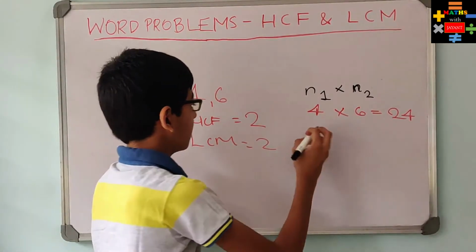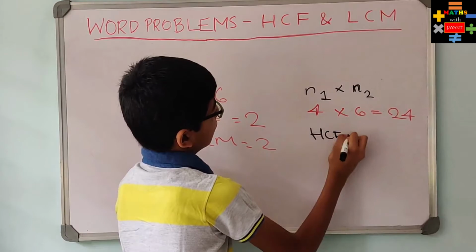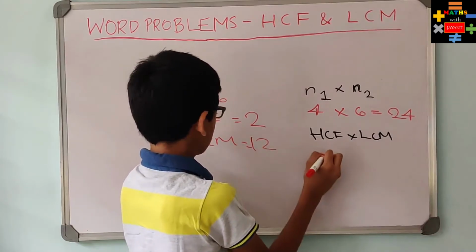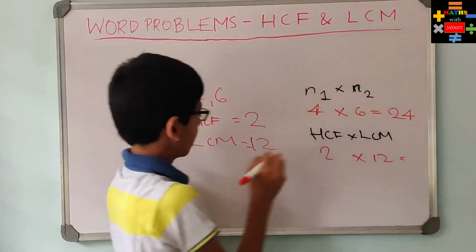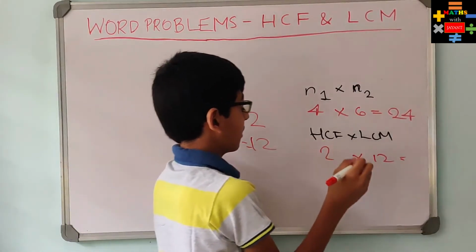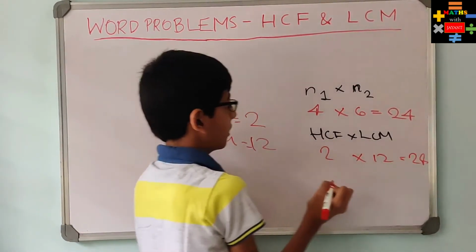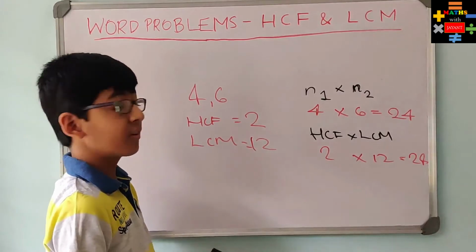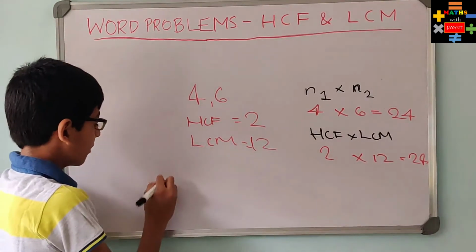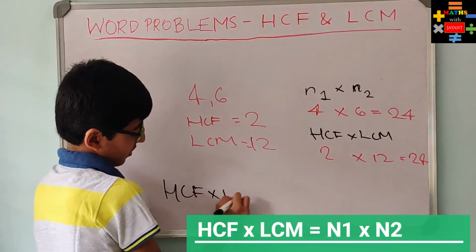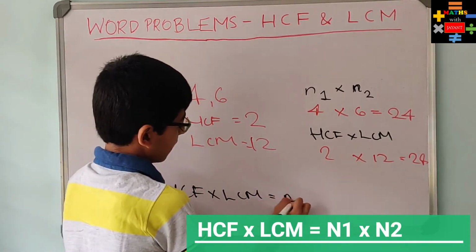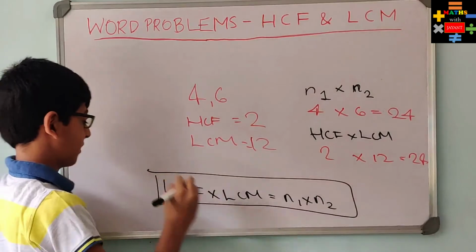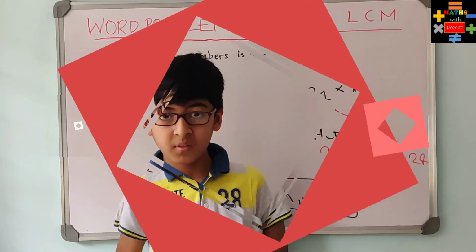Now let us multiply the HCF and LCM of both the numbers. So the HCF and LCM of both the numbers is 2 and 12. So the HCF and LCM multiplied is also 24. So are you able to see that the HCF and LCM, if we multiply them, is the same as the first number into the second number. So this shows us that HCF into LCM is equal to the first number into the second number. This is the formula. Now we can solve our next word problem.